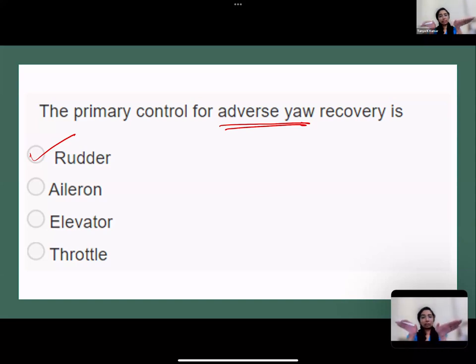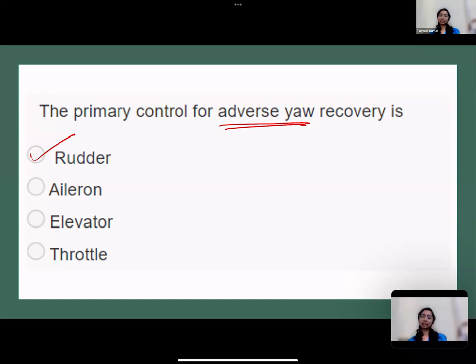If I'm rolling to the right and the yaw happens to the right, it's desirable, right? It's good for me, then I can turn towards the right. So why is it called adverse? Yes. The yaw that is produced in the opposite direction to that of roll is called adverse yaw.